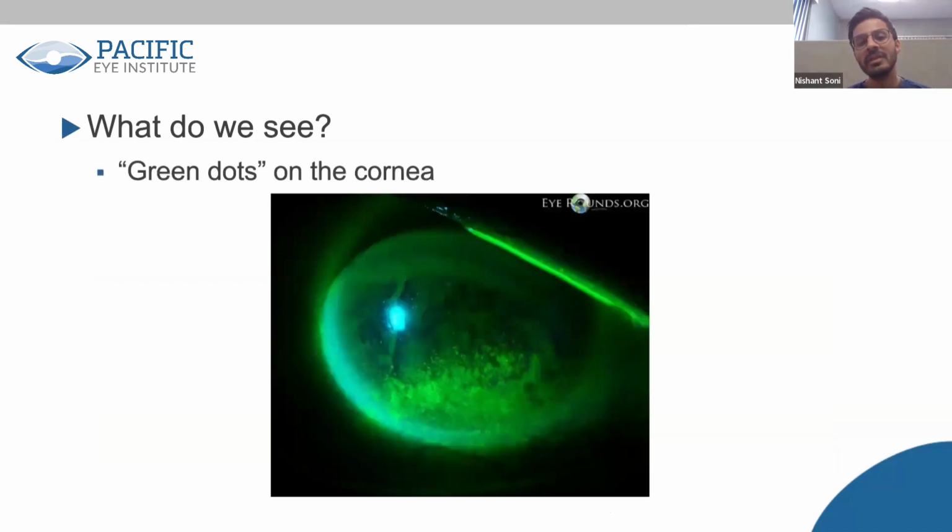We also see green dots on the cornea. The green dots represent spots of dryness, where the surface of the eye is sort of rough. And in this picture, it's pretty significant, pretty severe. And that's another thing that we see.